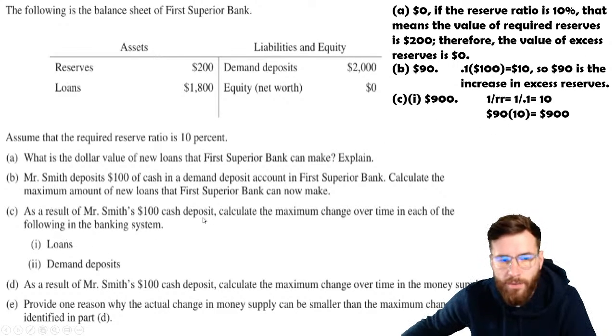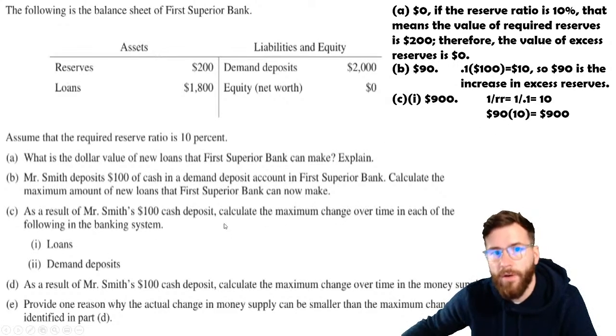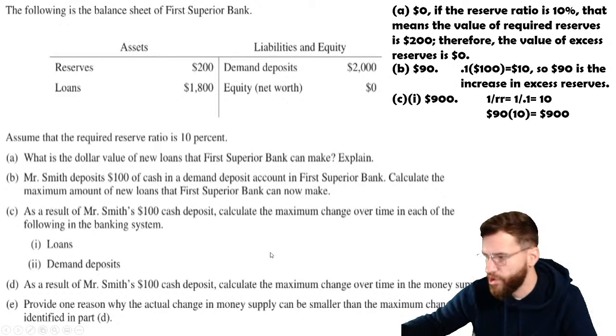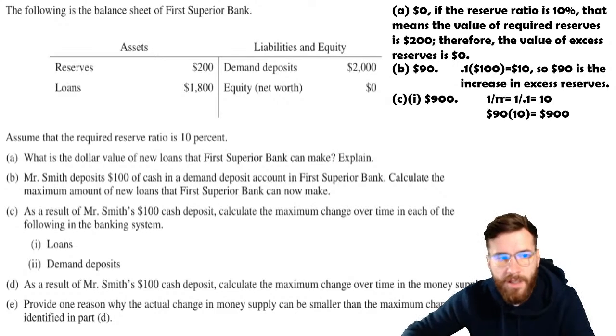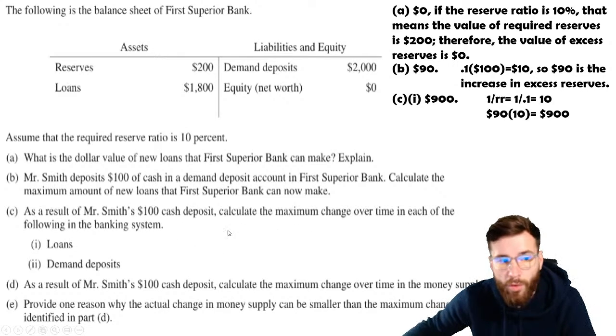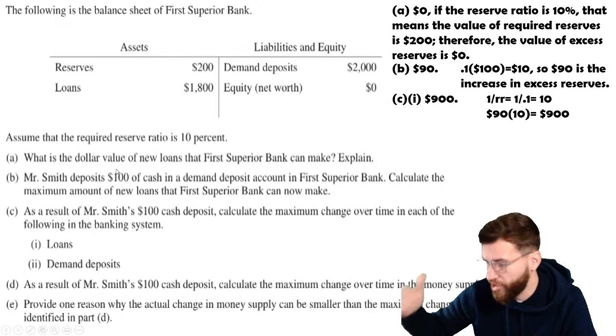So if they're ever asking, calculate the maximum change over time in whatever, just ask yourself, what is the initial change of whatever they're talking about, and multiply that by the money multiplier. What's the maximum change over time in demand deposits? Well, what was the initial change in demand deposits? $100. Mr. Smith put $100 in demand deposits, so $100 changed.